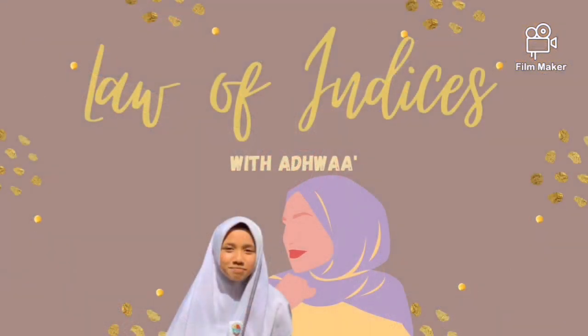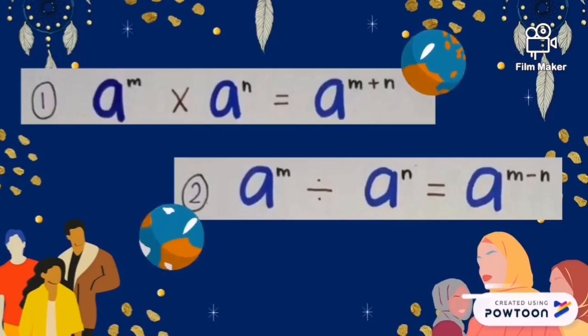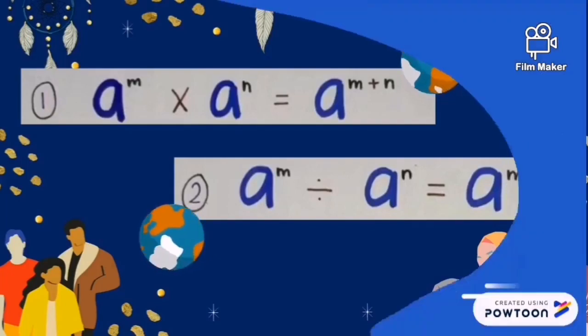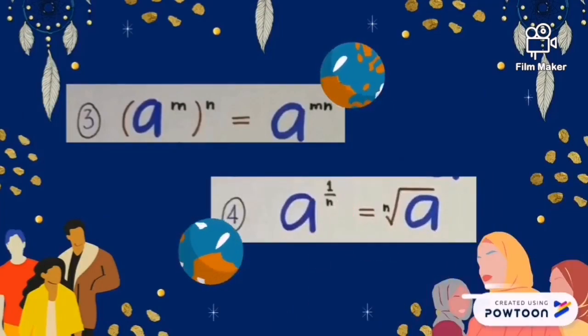Let's begin with the law of indices. The first formula is a to the power of m times a to the power of n equal to a to the power of m plus n. Second, a to the power of m divided by a to the power of n equal to a to the power of m minus n. Third, (a to the power of m) to the power of n equal to a to the power of m times n. Fourth, a to the power of 1 over n equal to the nth root of a.